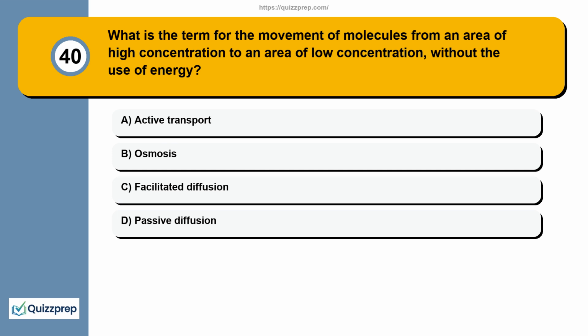Question 40. What is the term for the movement of molecules from an area of high concentration to an area of low concentration, without the use of energy? Active transport, osmosis, facilitated diffusion, passive diffusion.